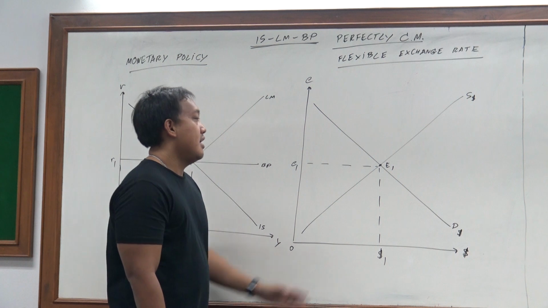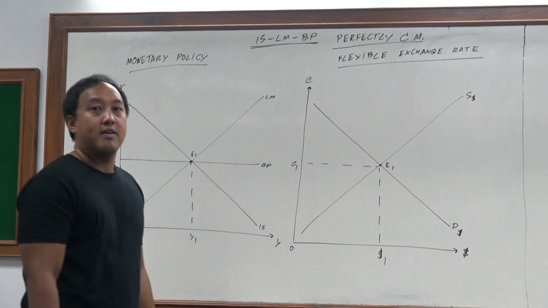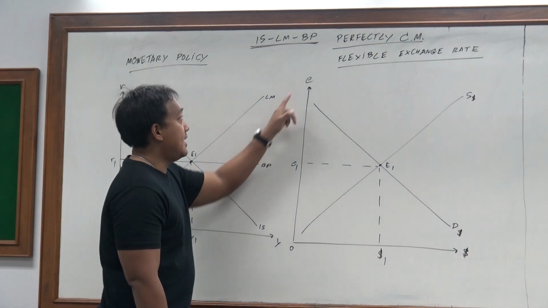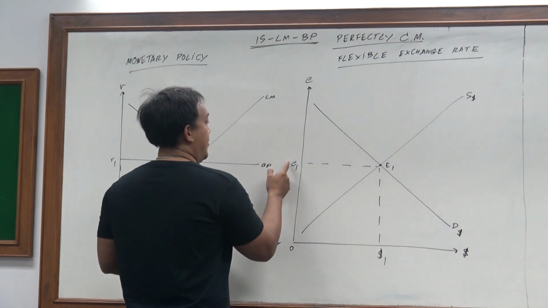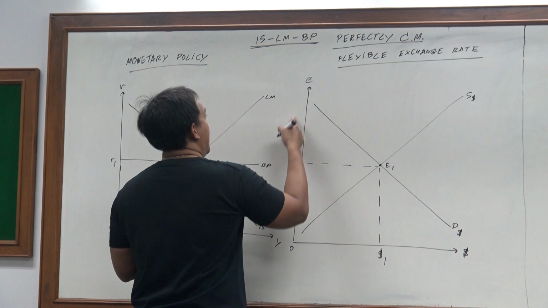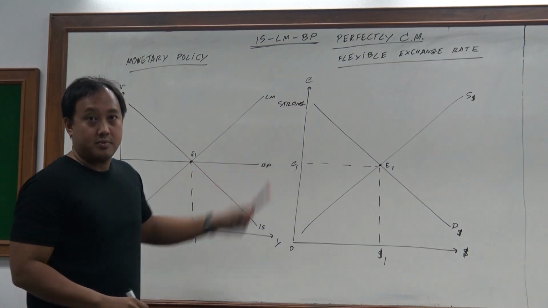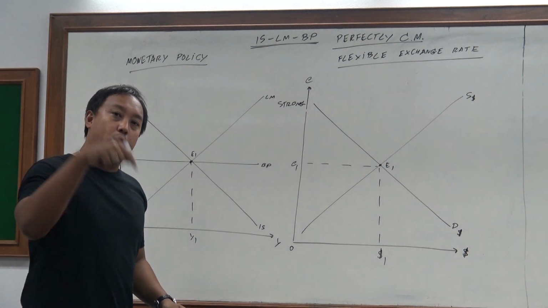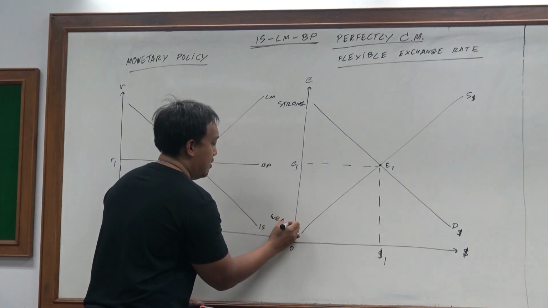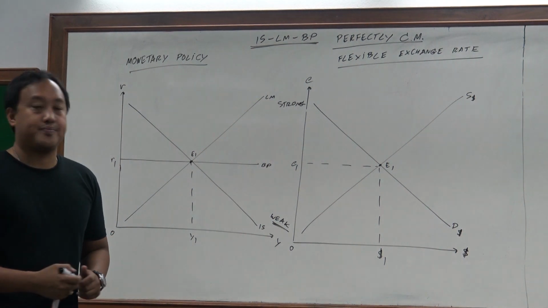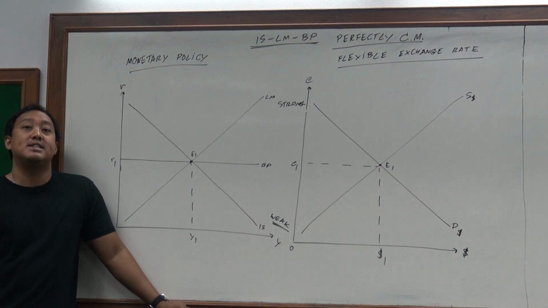The currency market. You have demand for US dollar and supply of US dollar. This axis is the exchange rate, the nominal exchange rate, and this is the number of US dollars in the market. If the exchange rate goes up, it means the US dollar becomes more expensive, or has a stronger value. If the exchange rate goes down, it means the price of the dollar becomes weaker, a weaker value of the US dollar. And this one is going to be the case of monetary policy.